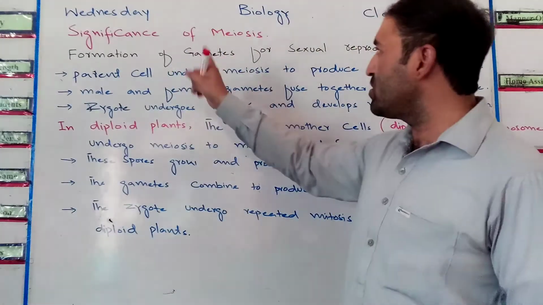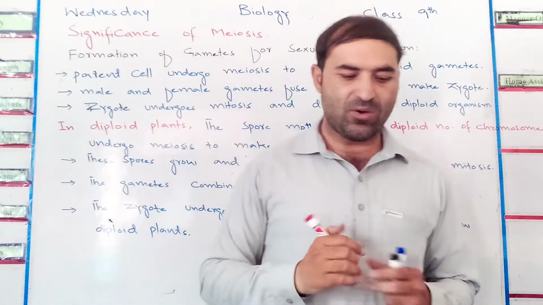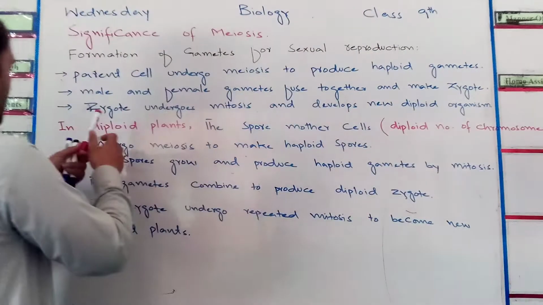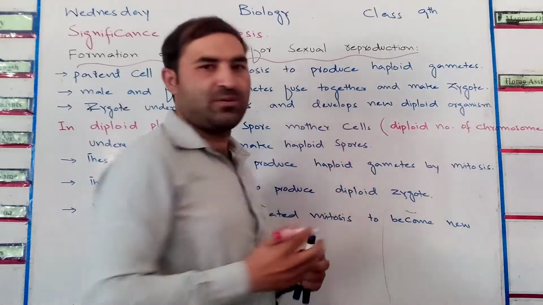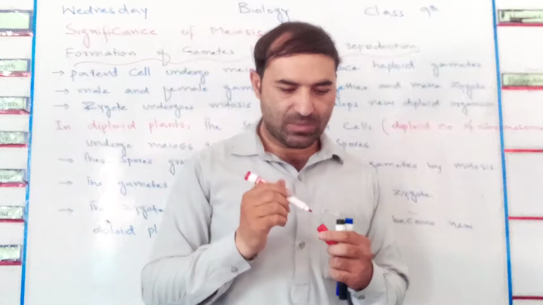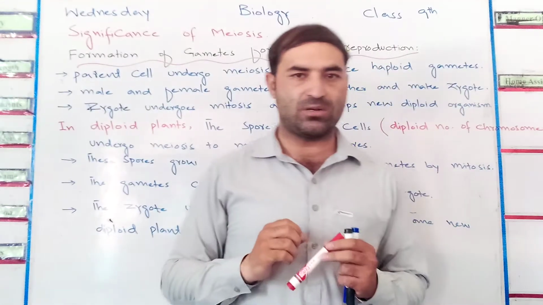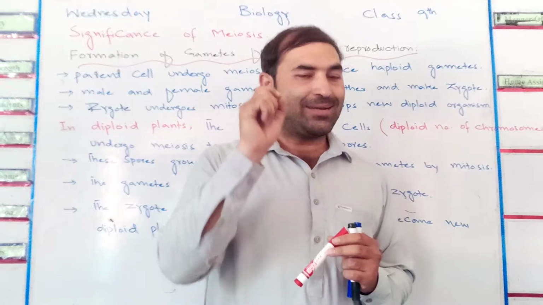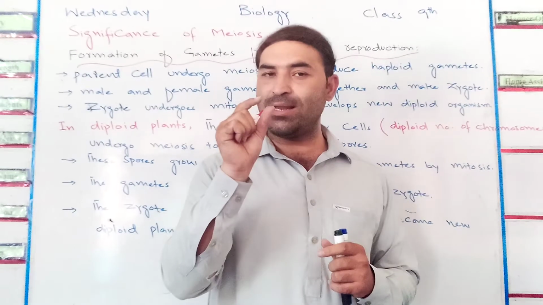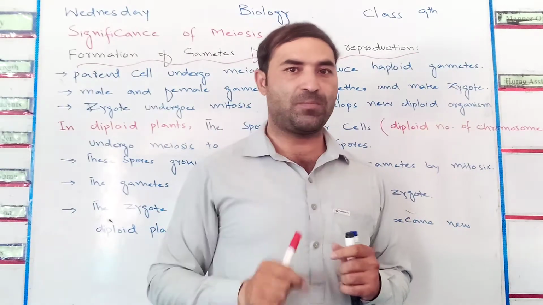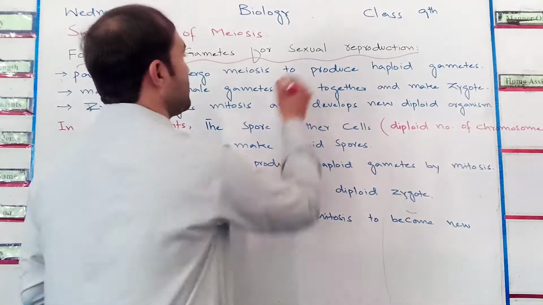Now coming towards the significance of meiosis, first of all, formation of gametes for sexual reproduction. Dear students, meiosis is very much essential for sexual reproduction. If you remember, I told you earlier that meiosis only takes place in germ cells, and germ cells are basically responsible for sexual reproduction.